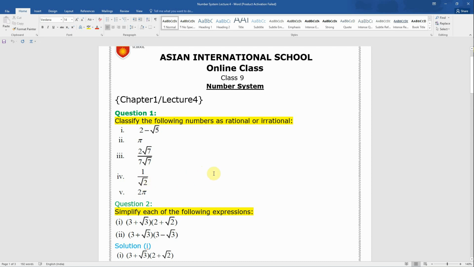Next is 1 by root 2. Here root 2 is irrational and stays in the denominator of the expression, so the whole thing will also be irrational. Next is 2 pi. Now 2 pi is a multiple of pi, and since pi is an irrational number, 2 pi will also be an irrational number. Any multiple of an irrational number is also an irrational number.